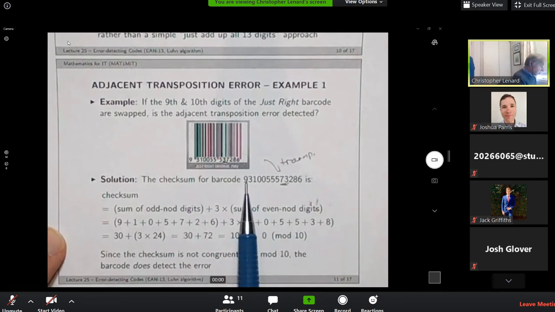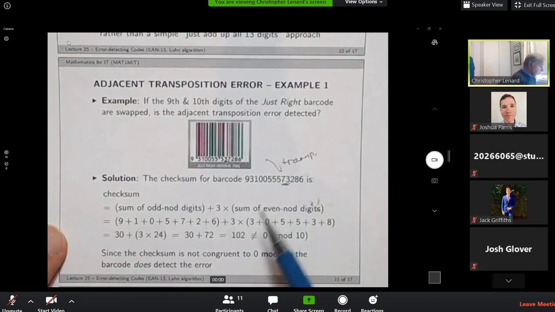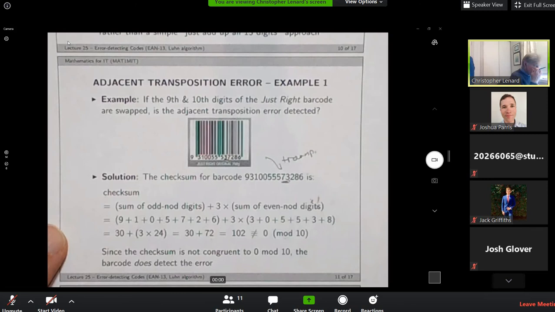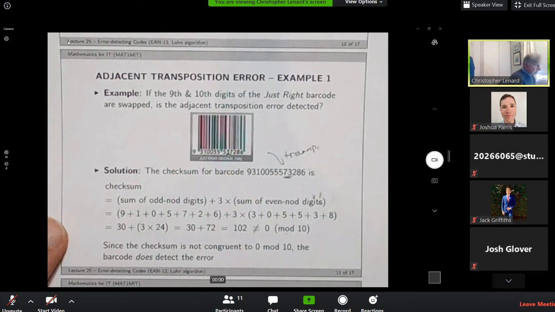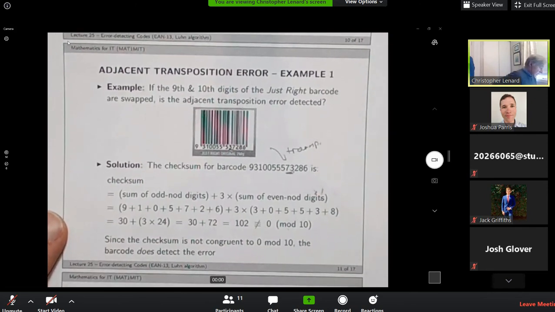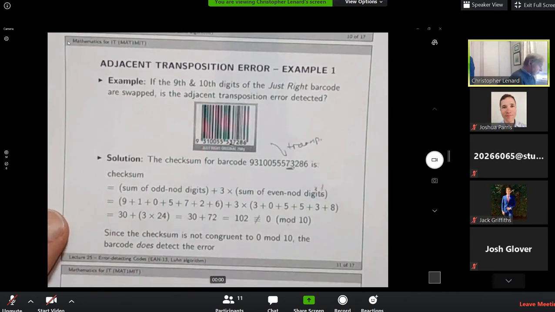Odd numbered positions, 9, 1, 0, etc., add them up. Even numbered ones, 3, 0, 5, add them up. Multiply by 3. Multiply those by 1. You end up with 30 plus 72 is 102, which is not a multiple of 10. So swapping around the 3 and the 7 to 73 gets picked up. So that is an error that gets picked up by this more complicated formula.